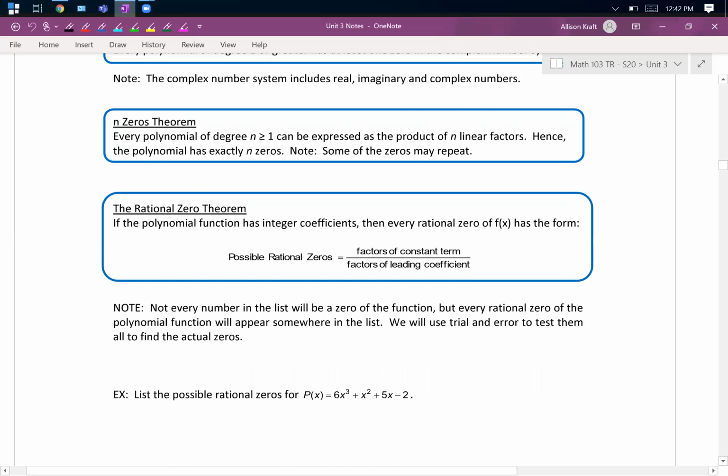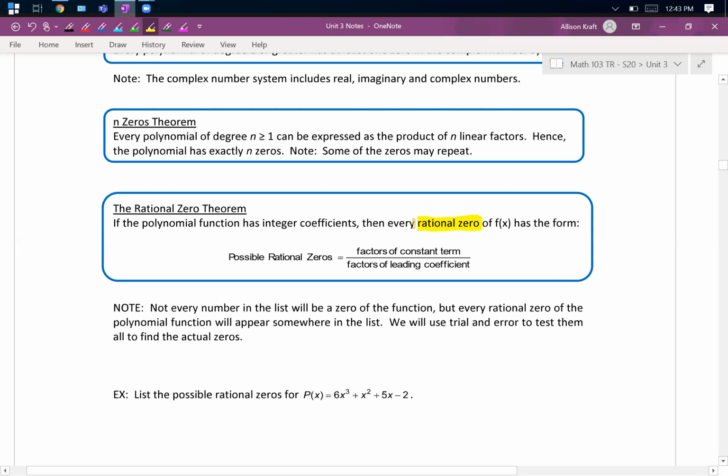The one that's really new for us is next, the rational zeros theorem. This is also sometimes called the rational root theorem or rational root test. This says that if we have a polynomial function with integer coefficients, then every rational zero of the polynomial has the following form. Now I want to pause for a second and just talk about what a rational zero even is.